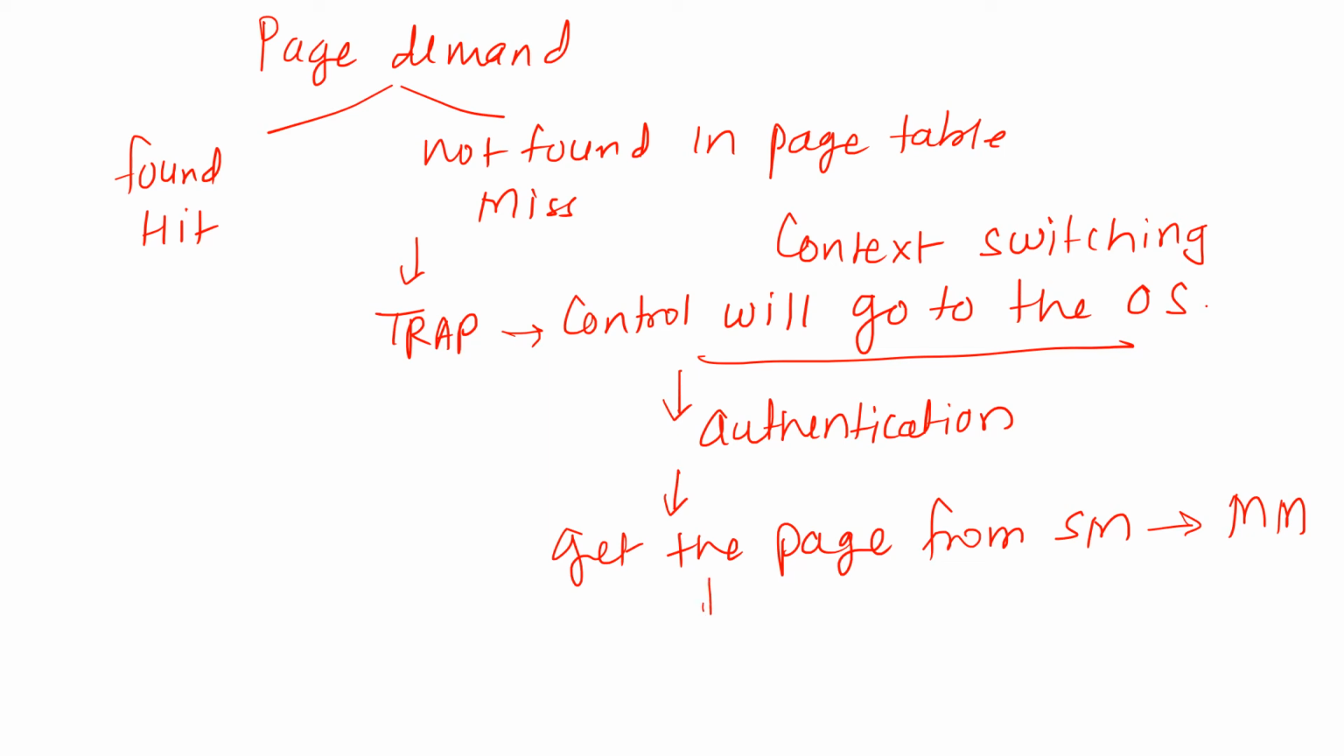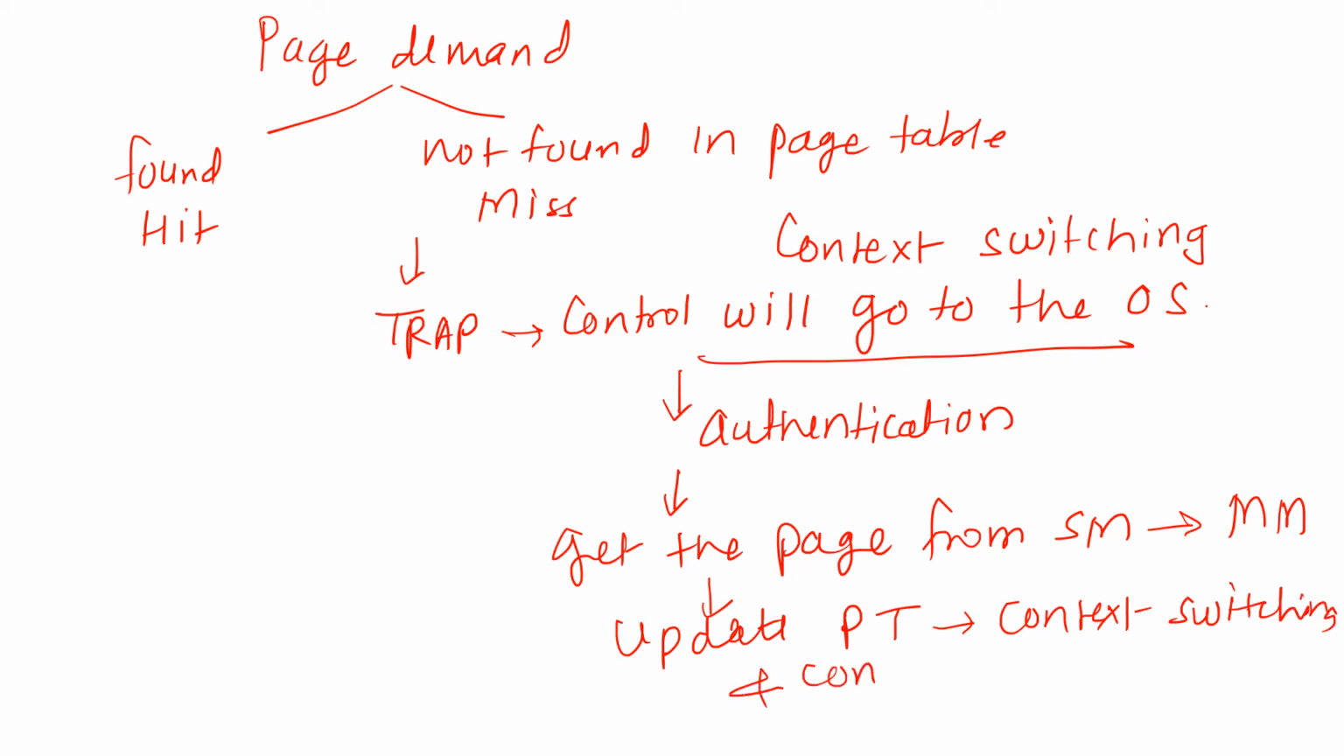After that, what will happen? It will update the page table entry. And after that, again context switching will happen, and control will go to the CPU to do the remaining operation. So this is how it works.